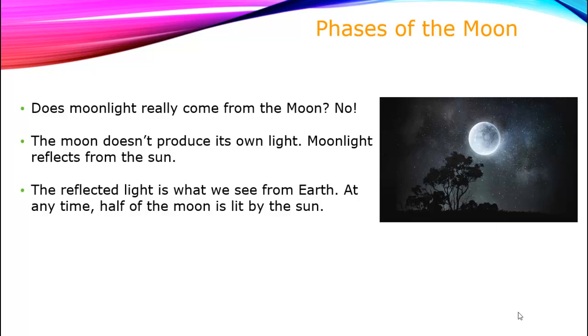So, the moon is a huge sphere of rock, and it doesn't produce its own light, but it reflects the sunlight. So, moonlight reflects from the sun.